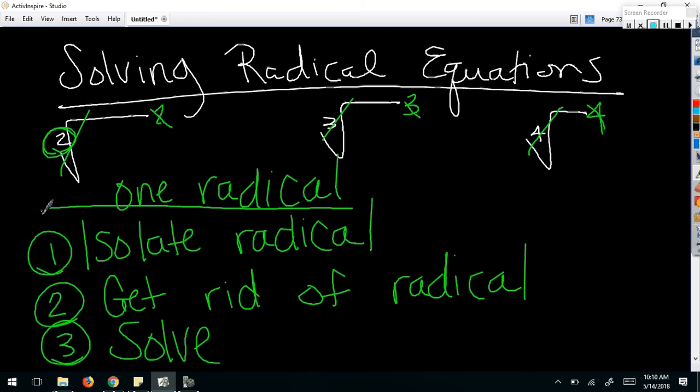Now, as y'all copy that, tell me what does isolate mean? By itself. Get it by itself, okay? So we don't want to do anything under the radical before we get that radical by itself. And sometimes it'll already be by itself, and sometimes it won't. Start easy, work our way up. So let me start with an easy one.